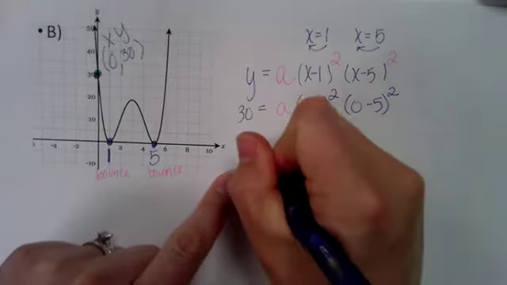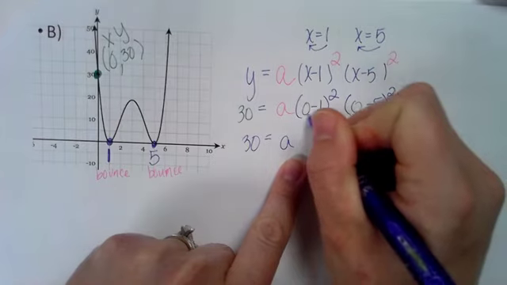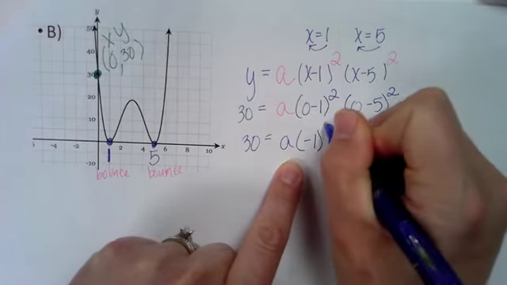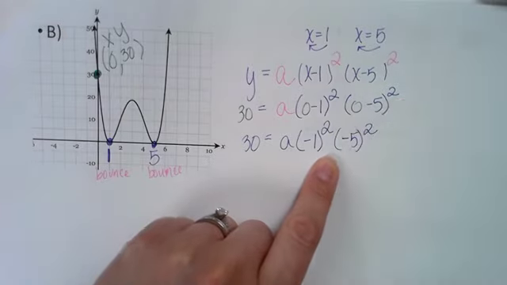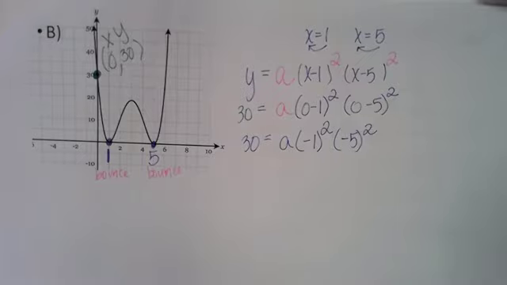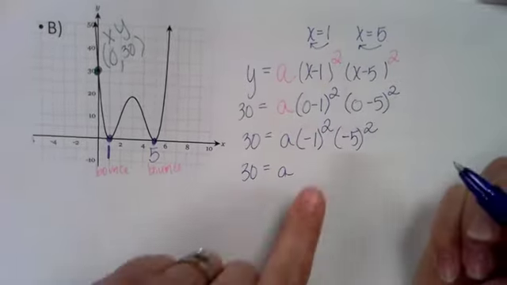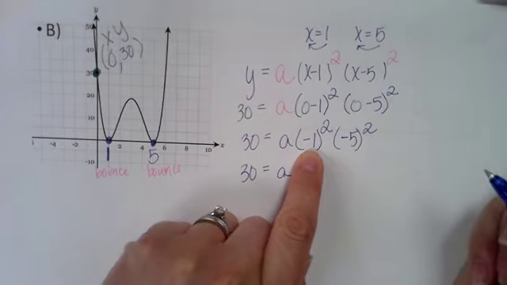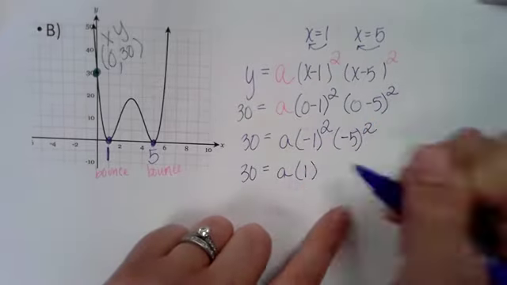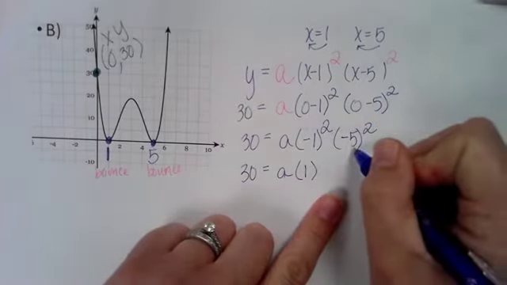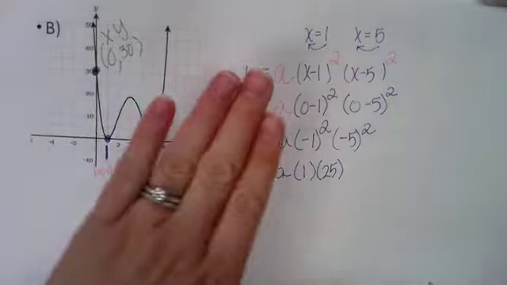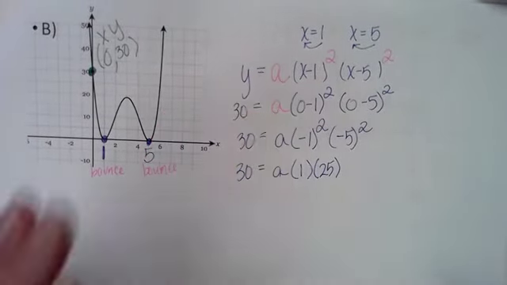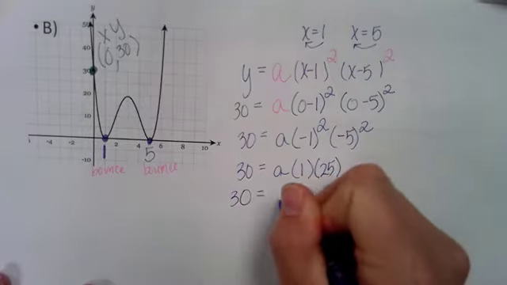All right, we've got 30 equals A. What is 0 minus 1? Negative 1 squared. 0 minus 5 is negative 5, and it's getting squared. I'm going to go through the math here. What is negative 1 quantity squared? Positive 1. It is negative 1 times negative 1, which is going to give me positive 1. Here, negative 5 times negative 5 is positive 25. So be careful. Can you use a calculator for those? Sure. Put them in your calculator. Use parentheses. Be careful.